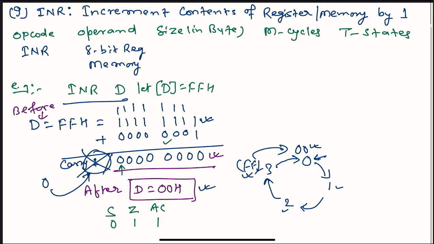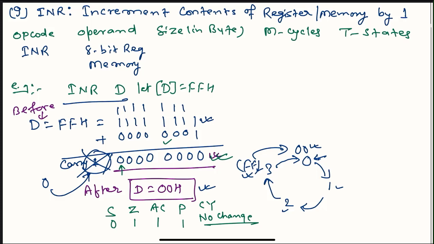Then we'll check the parity. The number of ones in this result is even, so we can say that it contains zero ones, and 0 is called an even number. So the parity bit will be 1, and for the carry bit, there should be no change. Before execution of this instruction, whatever the status of the carry was, it will remain the same. It is not going to alter this.